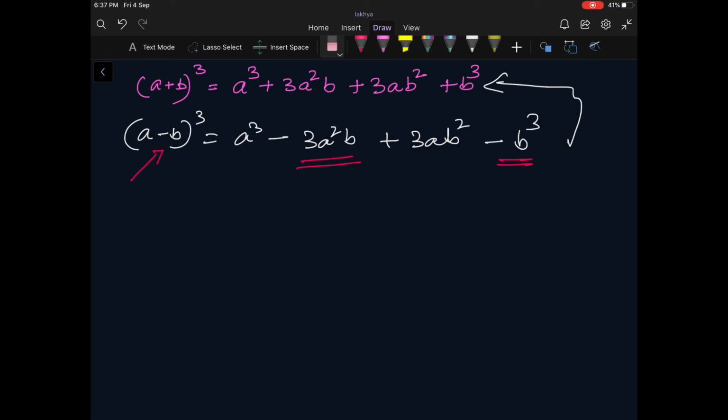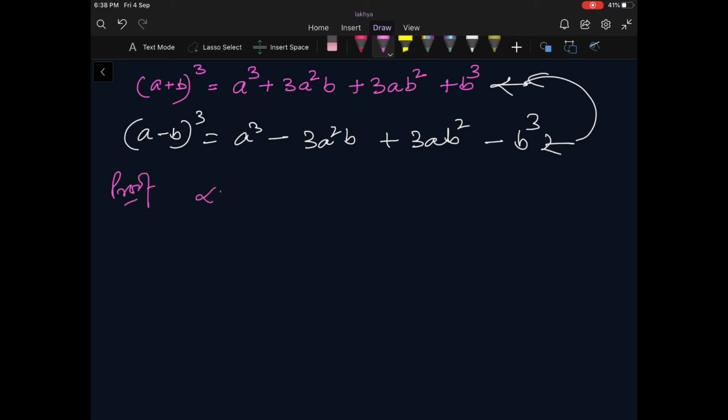It's very easy to remember. If you know the first identity, this a plus b whole cube, then you can easily remember the next one, a minus b whole cube. So as this identity, we can use this identity as well. I'm not going to show this separately, as this is similar to this one. Let me show you how to prove this one.